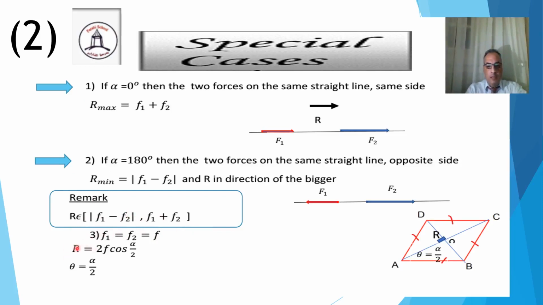The third case, if F1 equals F2, the two forces equal F Newton, so the resultant here bisects the angle between the two forces, and the parallelogram will be a rhombus. From this figure, you can deduce that the resultant equals double F, where F1 equals F2 equals F, times cosine alpha over 2. Alpha over 2, why? Because the resultant bisects the angle between the two forces, which is alpha, and theta equals alpha over 2.